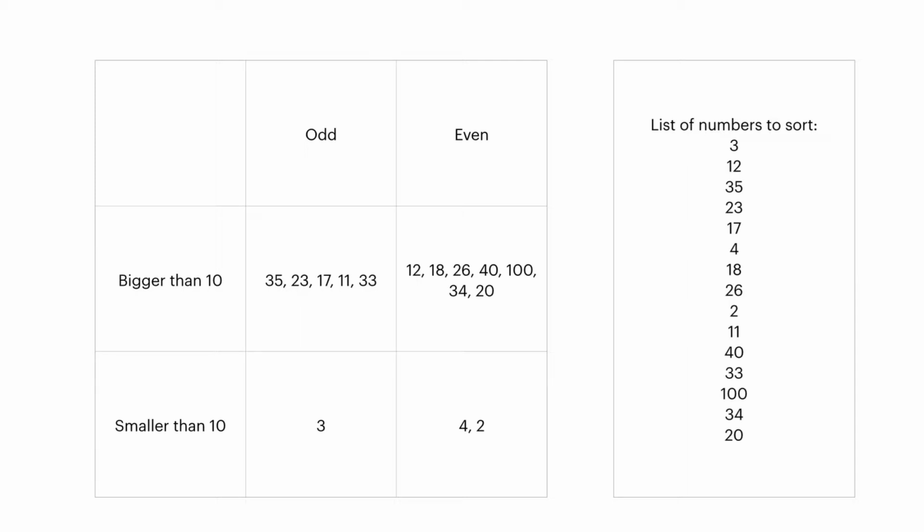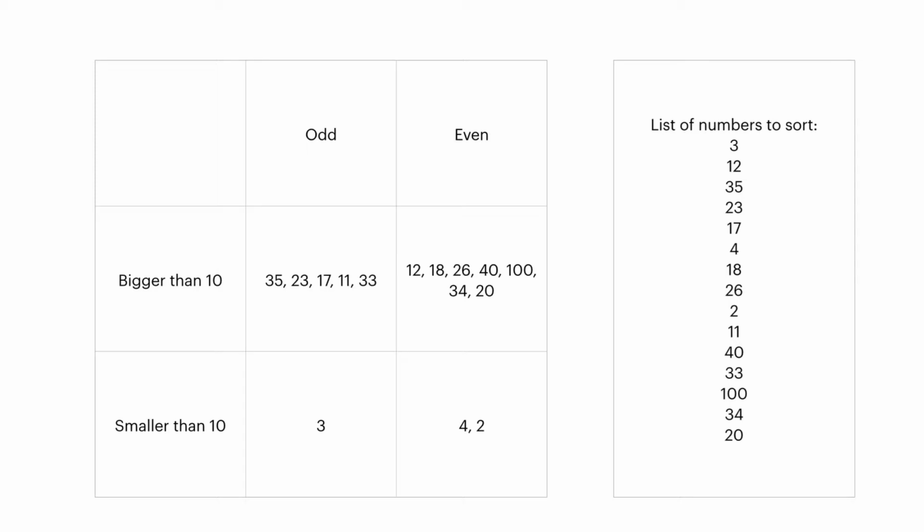Here you can see I have sorted all the numbers into the correct groups. So numbers that are bigger than 10 and are odd numbers are 35, 23, 17, 11 and 33. Numbers that are bigger than 10 and are even numbers are 12, 18, 26, 40, 100, 34 and 20.